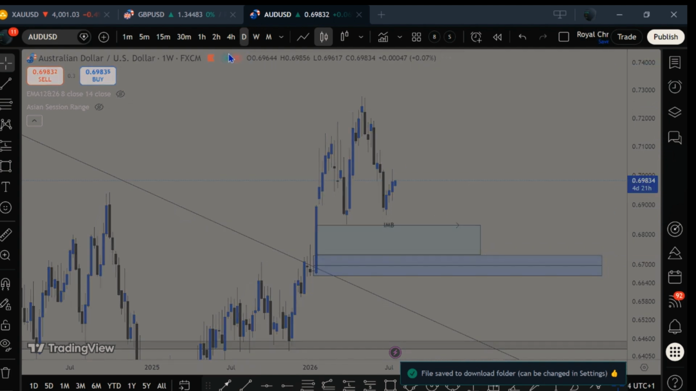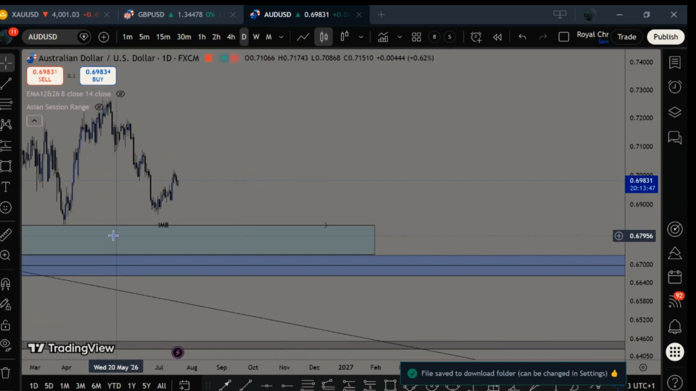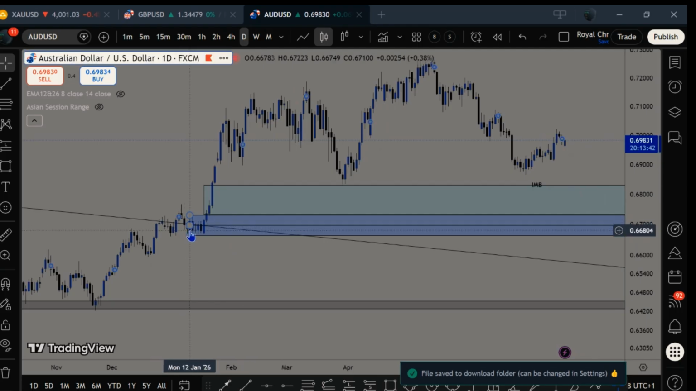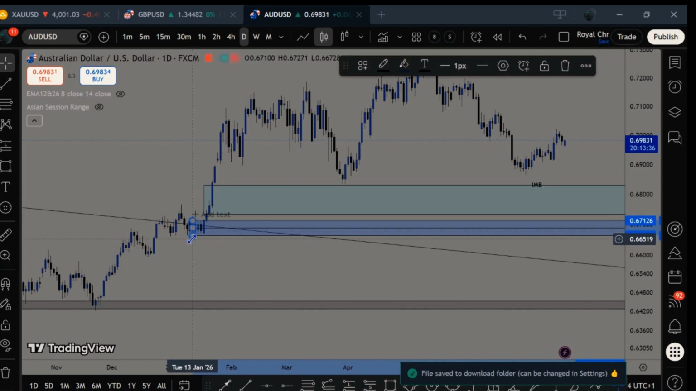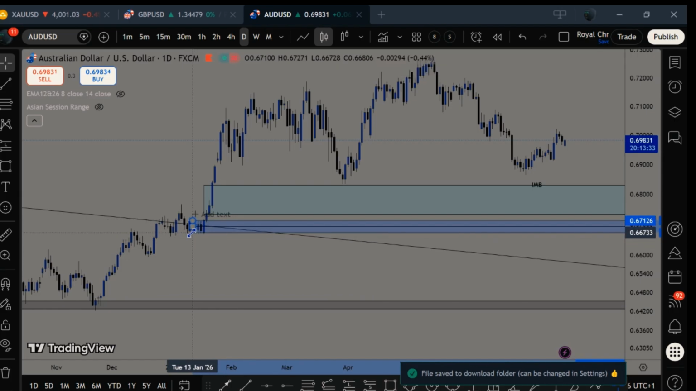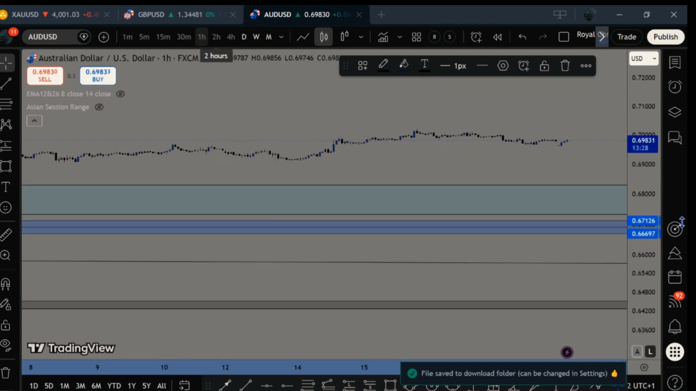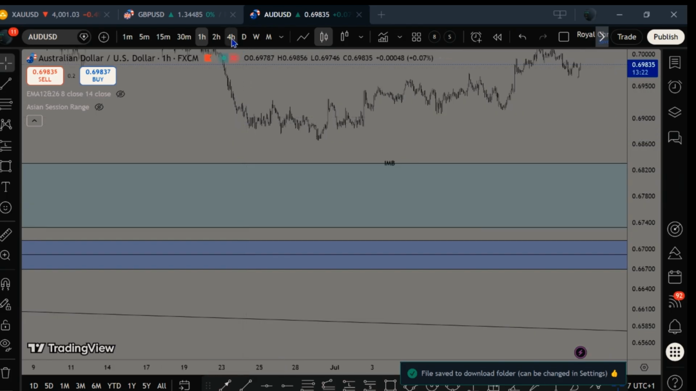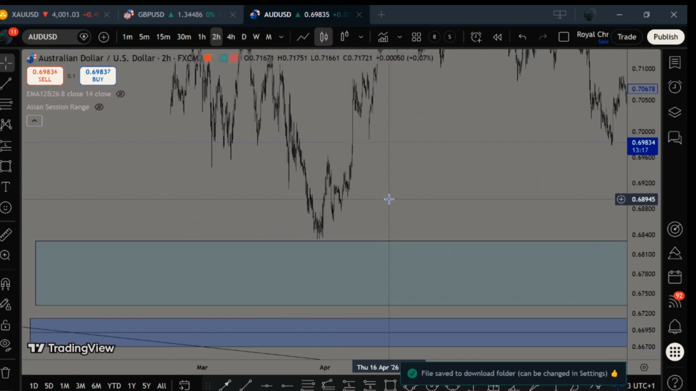So let's go to the daily time frame. Daily time frame, good. With AUDUSD, you can take positions in the 4-hour and the 1-hour time frame, because the big values are quite accommodating of such entries. Okay, let's just go to the 1-hour time frame to make sure. Why not the 2-hour time frame? Okay, let's not go further.